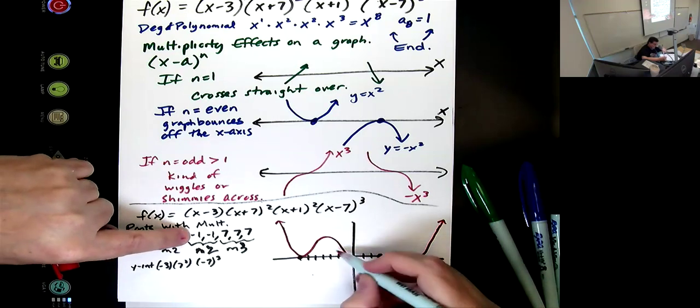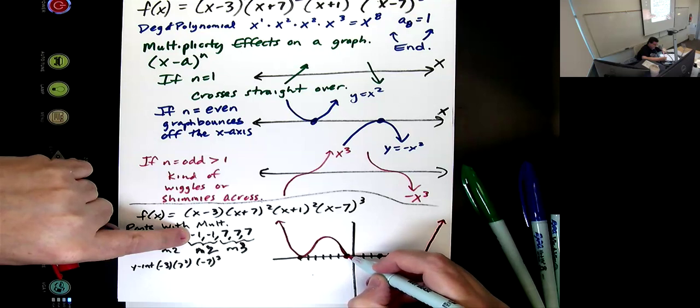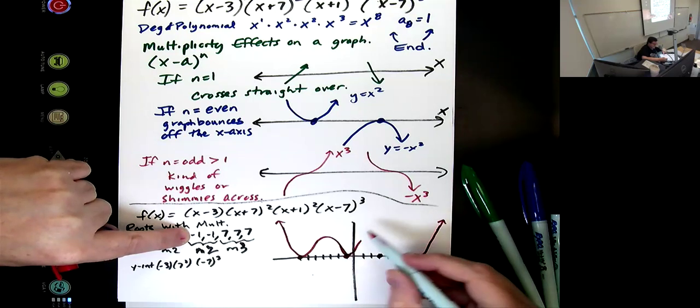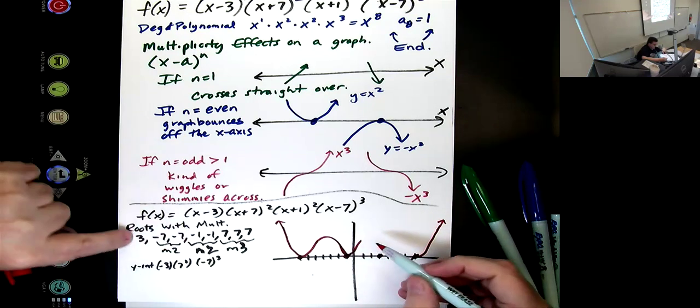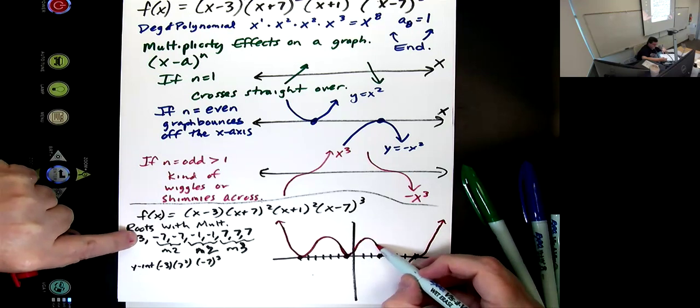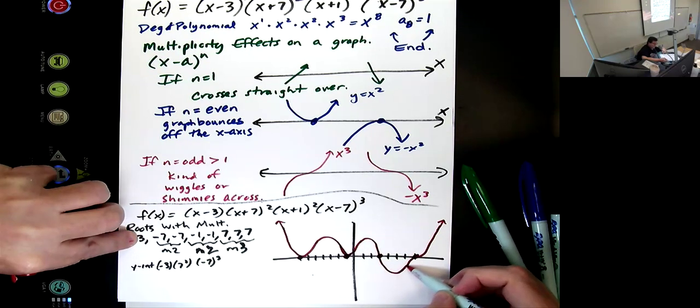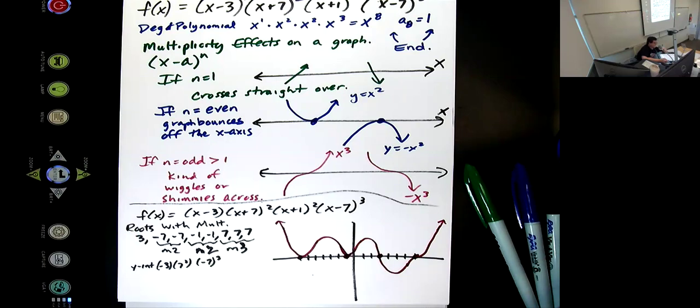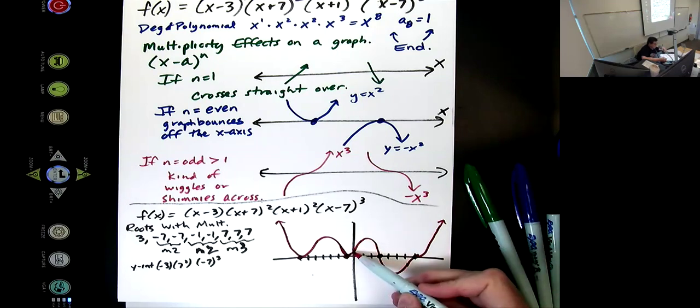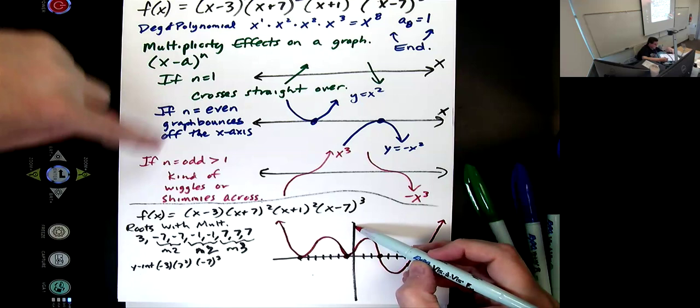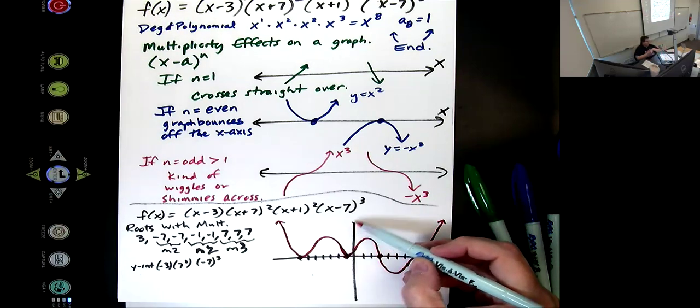-1 is a bounce though. So it's bouncing off again. 3 crosses. So I know my y-intercept is positive, and it's probably way up here. Like really high up.